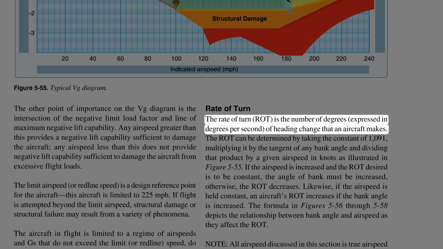Rate of turn. The rate of turn, ROT, is the number of degrees, expressed in degrees per second, of heading change that an aircraft makes.